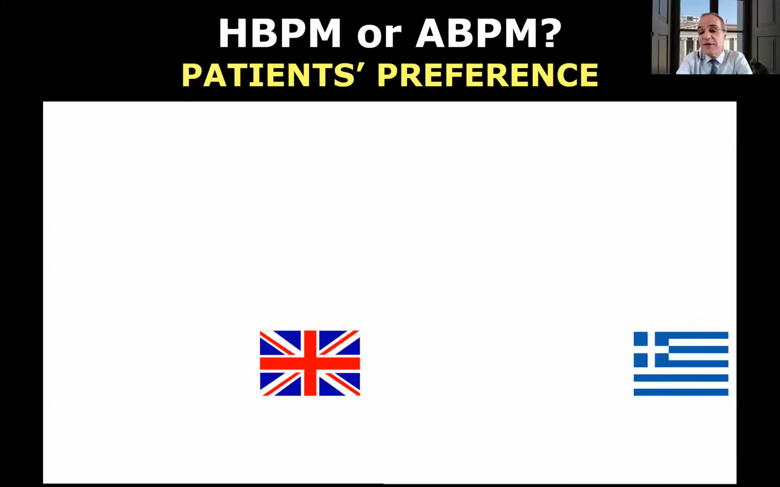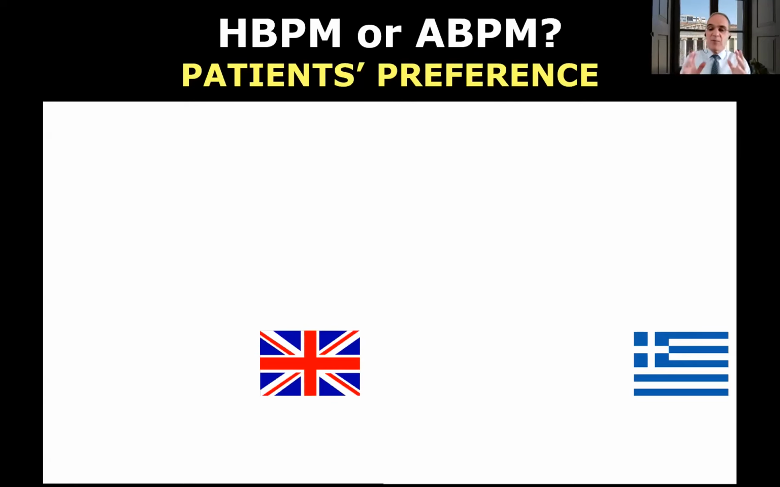It's very important to see what patients say, what they want to do, what they prefer. And I show you here data from two studies. There are two different countries. One is the UK and the other is Greece. What's the difference? In Greece, everybody is using home blood pressure monitoring before he goes to the physician. In the UK, nobody uses home blood pressure monitoring.